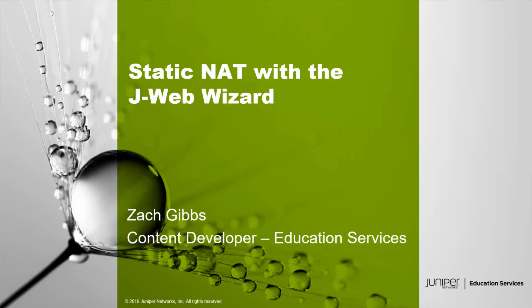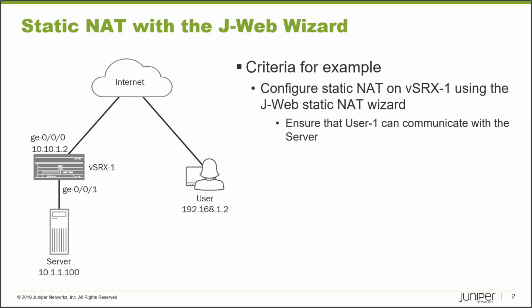Today we will be discussing the Static NAT with the J-Web Wizard Learning Byte. So here is our example. We have a few different devices I want to point out. First, we have vSRX1, and vSRX1 is connected to the server using the ge-0/0/1 interface. And then vSRX1 is connected to the internet using the ge-0/0/0 interface. I also wanted to point out that the server address is 10.1.1.100. Now that's the internal address, so that's our internal network. And the address on the interface that is pointing towards the internet for vSRX1 is 10.10.1.2. Those addresses will be very important as we set up the static NAT.